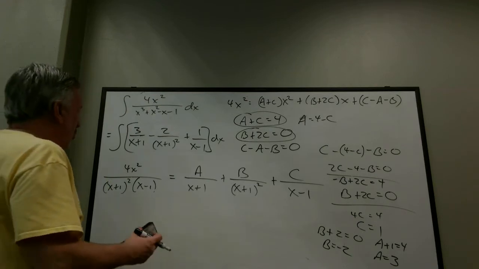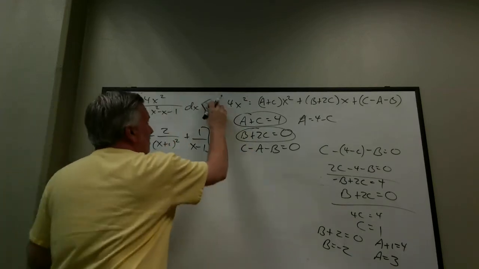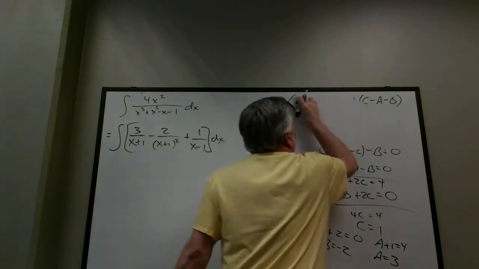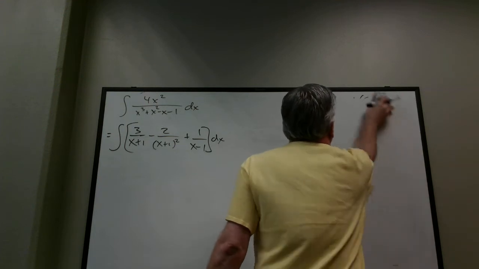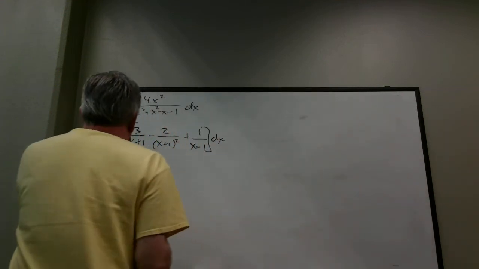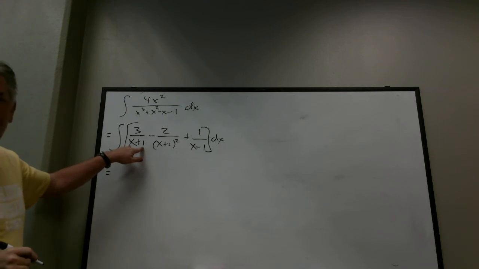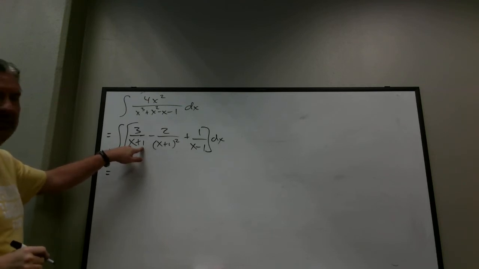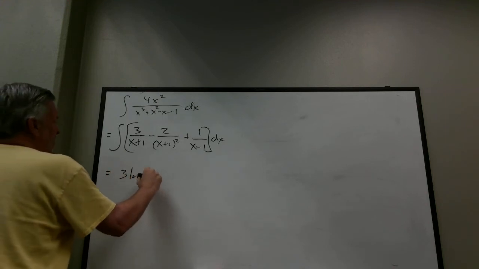Now remember, the goal is to hopefully be able to integrate this now. And we can. Again, there's a linear substitution. u is x plus 1, right? u is x plus 1, so it's 3 over u. So it's 3 natural log absolute value of x plus 1.